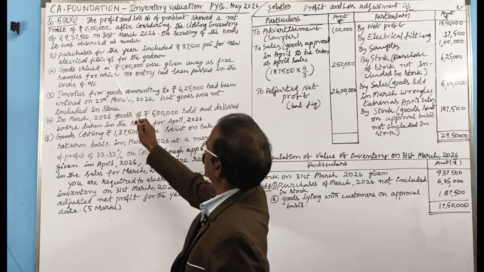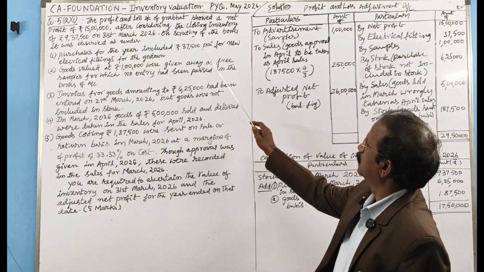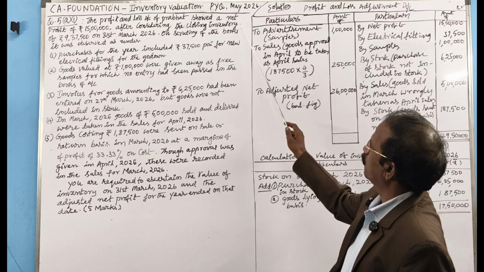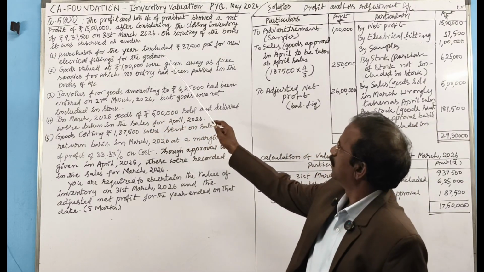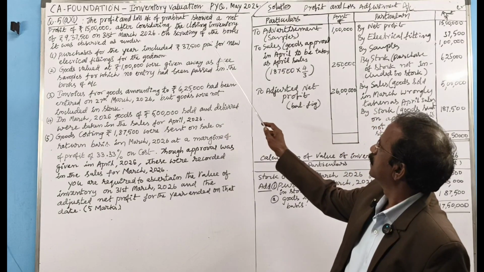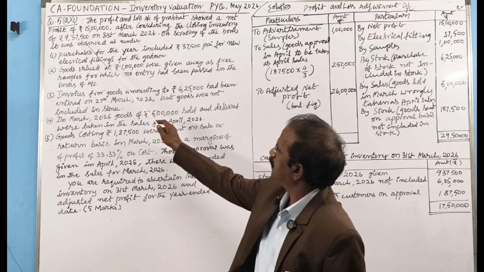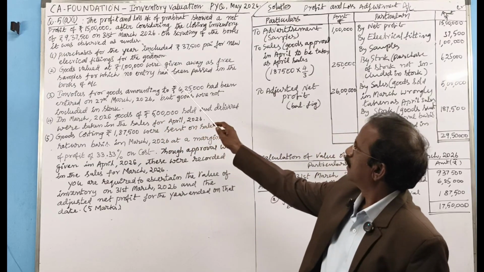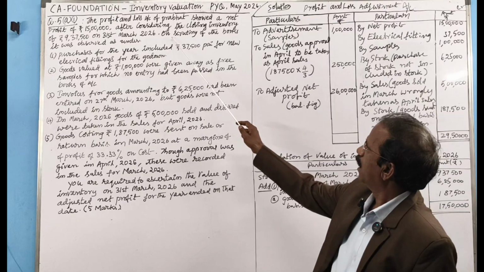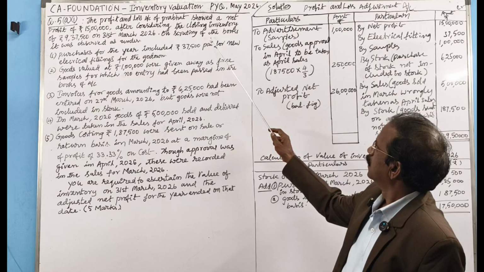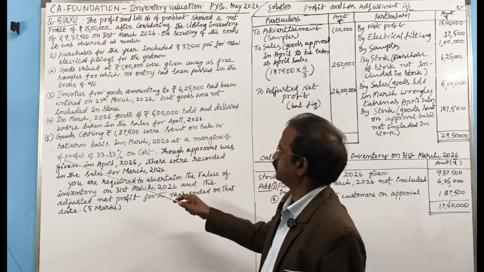Question number 5A1. The profit and loss account of Prabhat showed a net profit of rupees 15 lakhs after considering the closing inventory of 9,37,500 on 31st March 2026. On scrutiny of the books, it was observed as under.